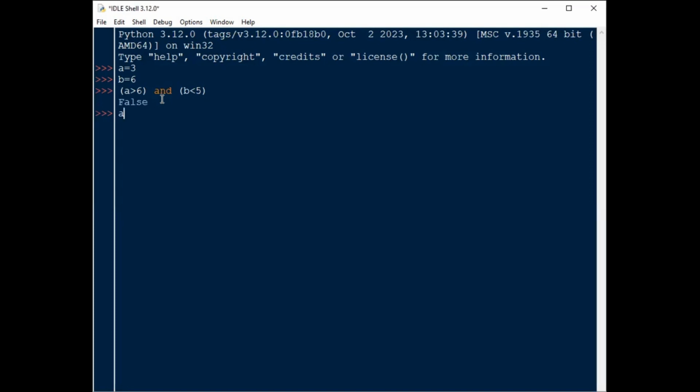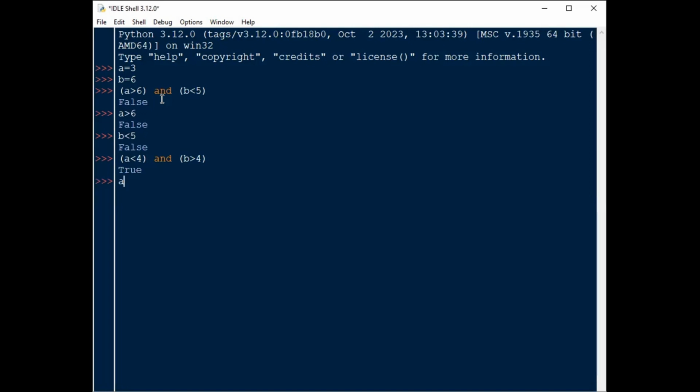Okay, we'll check individually. A is greater than 6, false. B is less than 5, again false. Now we'll check for the true values. A is less than 4. This is true. And B is greater than 4. So both are true. So we get true as an answer.